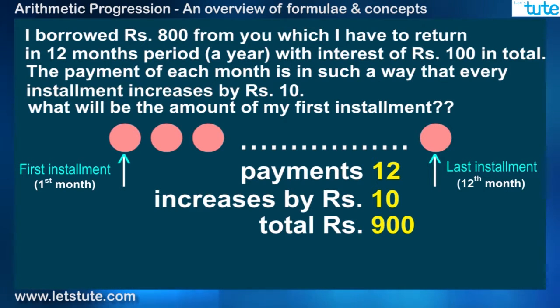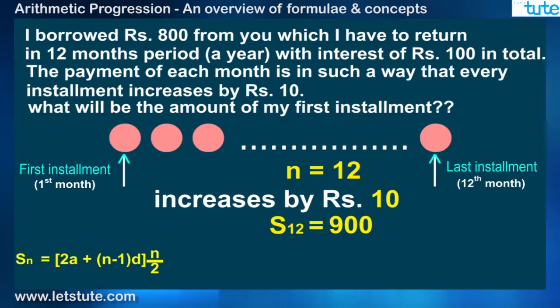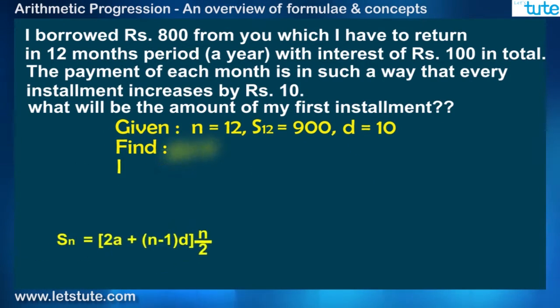So the conclusion I can draw is I have to use the formula of Sn given n equals 12, where S12 is the sum of all 12 payments and is 900. I have to find my first payment, meaning the first number of the sequence, which is a, where the common difference d is 10. The problem is solved.